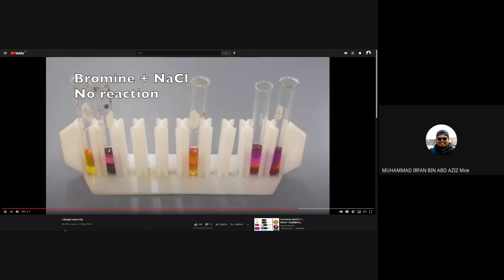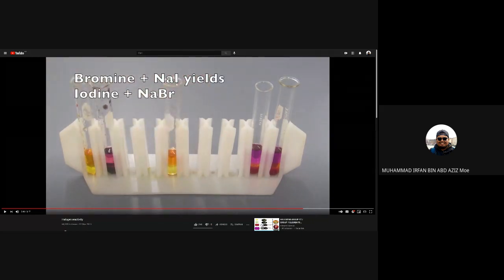The second tube, we can see purple color forming, which tells us bromine and sodium iodide react. Why? Bromine is higher than iodine in the periodic table. Therefore, bromine can displace iodine in NaI, and we will produce iodine plus sodium bromide. This tells us we have iodine forming in the second tube.